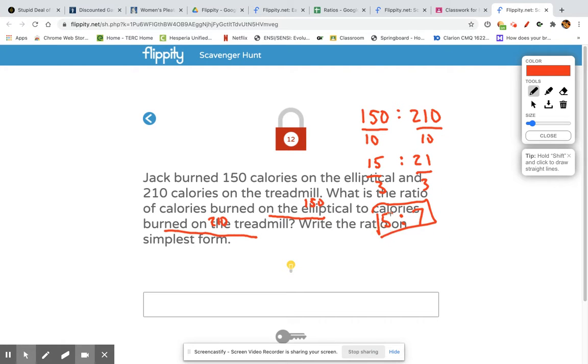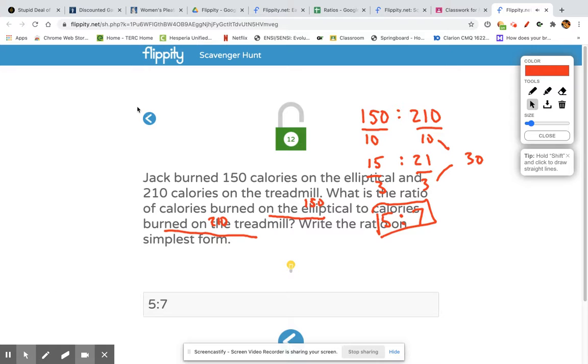So our ratio is 5 to 7. Our greatest common factor, actually, if you took 10 and multiplied that by 3, is 30. 150 divided by 30 is 5, and 210 divided by 30 is 7. Let's go ahead and write that ratio here. So 5 to 7. All right.